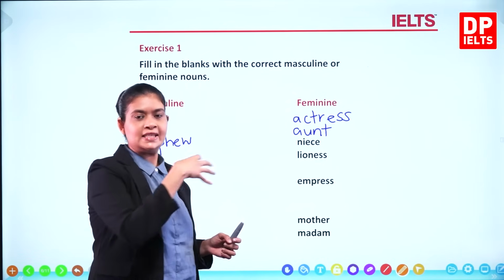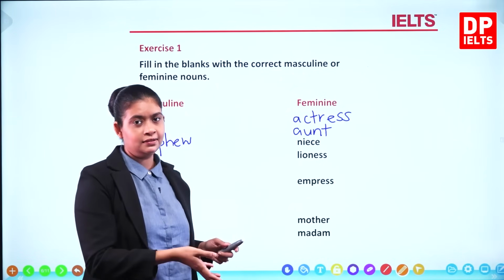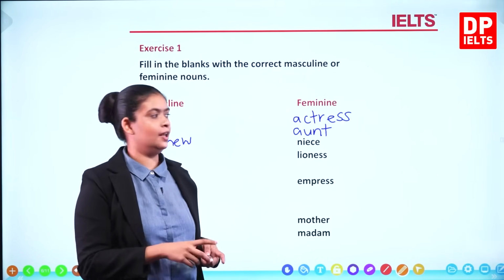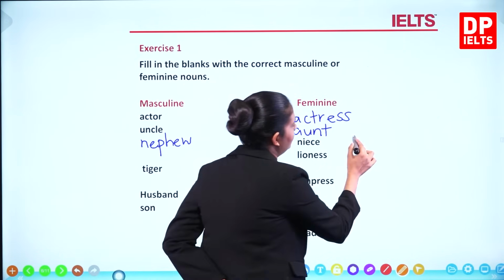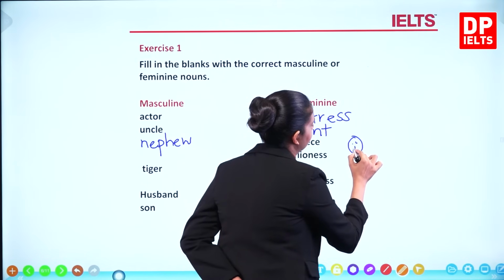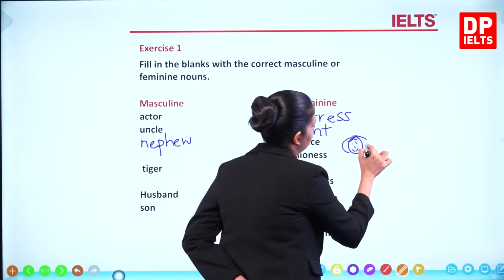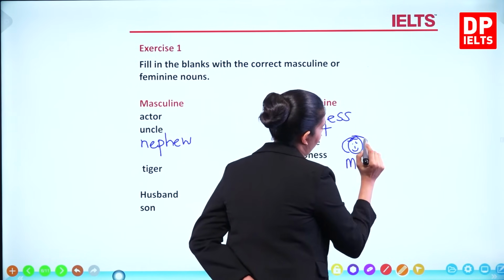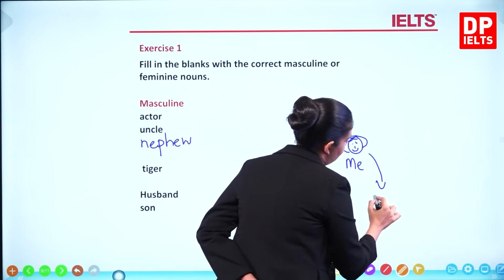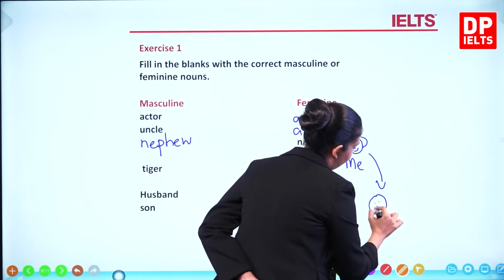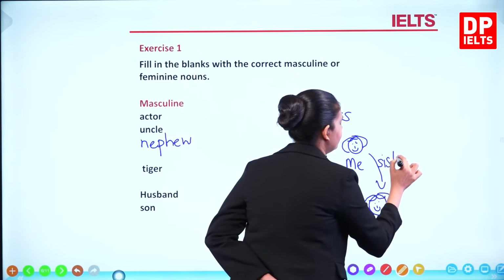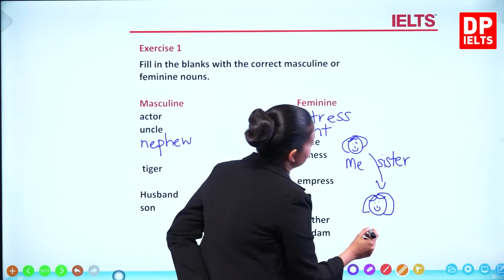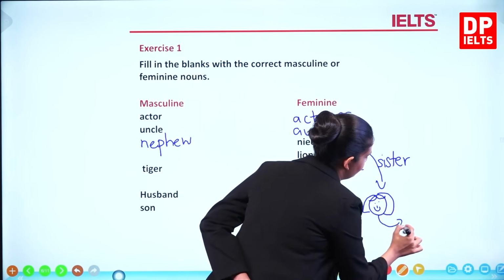So my sister has a son. He is my nephew. So let me just quickly draw it up for you here in the corner, right? So this is me, right? This is me, okay? And this is my sister. Okay, this is my sister. This is my sister's son.